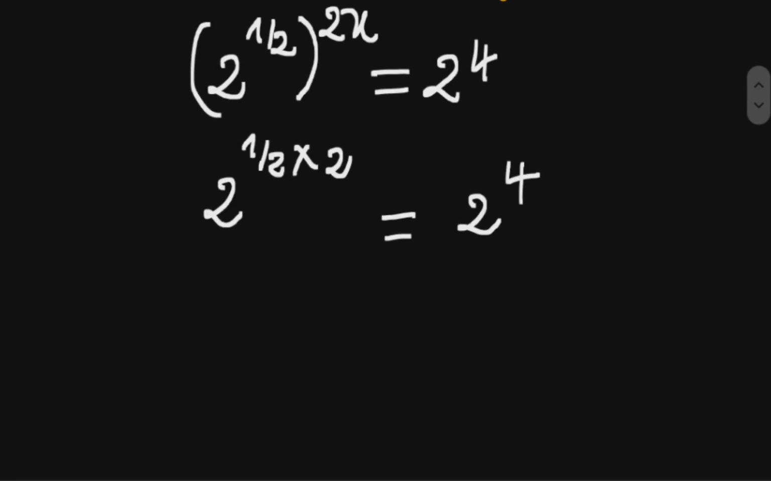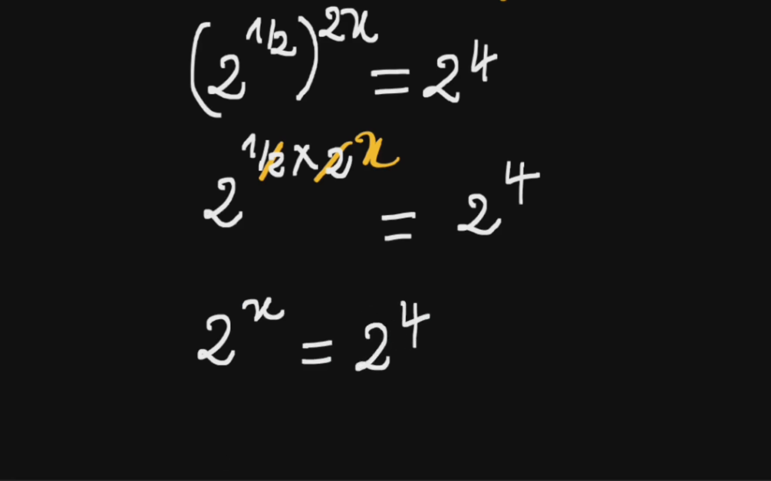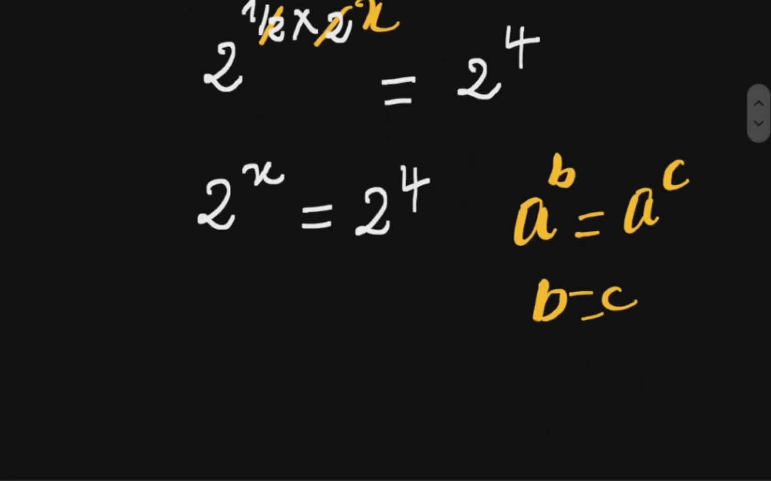Okay, at this level, these 2 and these 2 are going to cancel. There's x here, so you have x. These 2 and these 2 are going to cancel, and we're going to remain here with 2 to the power x equal to 2 to the power 4. Okay, we have a to the power b equal to a to the power c. This means that b must be equal to c. So at this level, we can see that our x is equal to 4.